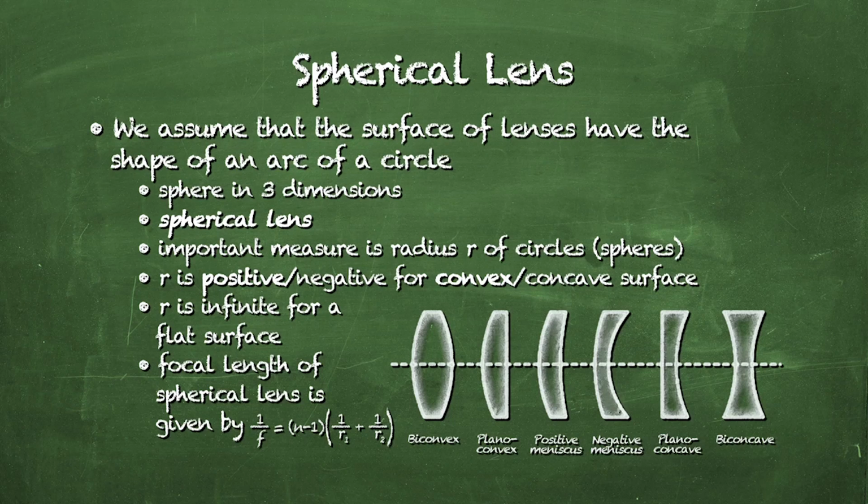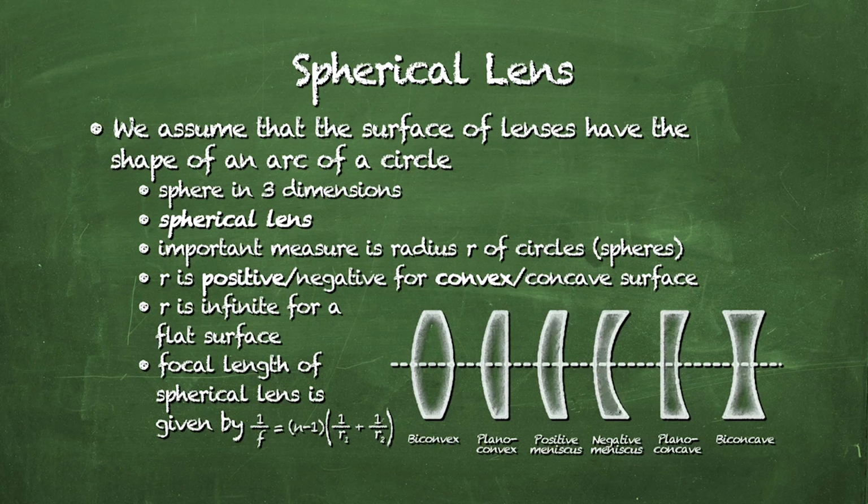The next two lenses have a shape of a meniscus, meaning that they are convex on one side and concave on the other. The meniscus on the left, the third lens, is a positive meniscus, meaning that it's thicker in the middle than on the edge. And the meniscus on the right, or the fourth lens from the left, is a negative meniscus, meaning that it is thinner in the middle than at the edges. So the positive meniscus is overall a converging lens, and the negative meniscus is overall a diverging lens.